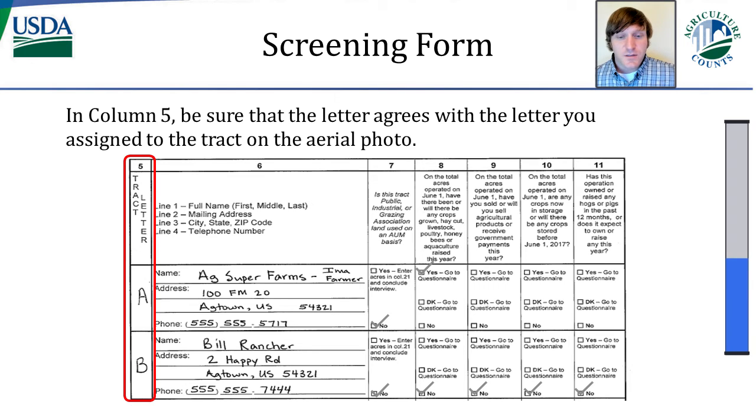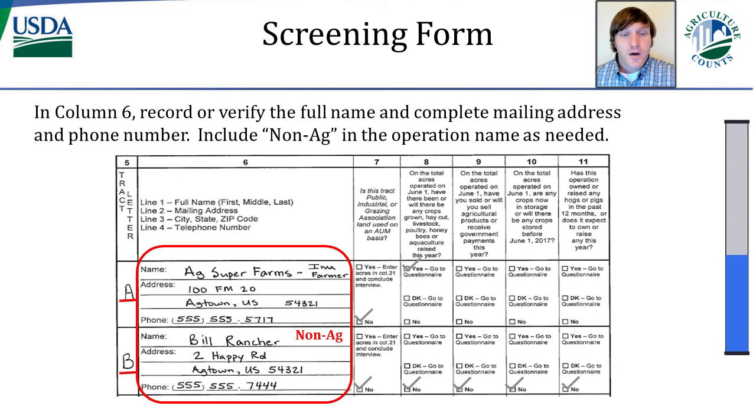For old segments, the names, contact information, and tract acres are pre-printed on the forms. This information should be verified each year. Remember, if there's a new operator in the tract, even if it's a non-ag tract, then we will need to assign a new tract letter. In column 6, record or verify the full name and complete mailing address and phone number. Include non-ag in the operation name if needed.